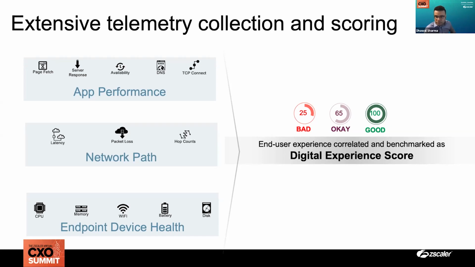From an endpoint perspective, we look at time series usage of CPU, memory, disk, but also critical device events. For example, if your device restarted or flipped to a different Wi-Fi network, we can correlate that with the drop in the application score. So bringing that single pane of glass from an endpoint, network, and application perspective is something that ZDX provides to you.